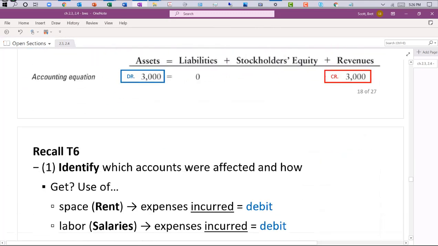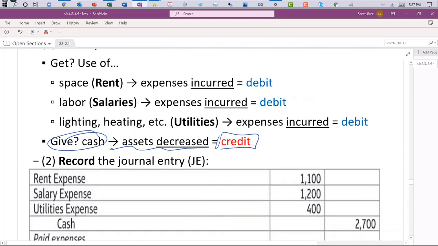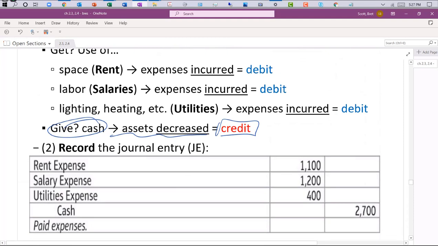This one was kind of tricky to some of you. When we paid cash for certain expenses, we know that cash decreases and therefore requires a credit. Even if you can only remember just that much, it's helpful because it gets you started with the journal entry that you need to record. Indent, credit cash for the full amount that we paid, $2,700. For every credit, we need a debit. In this case, we need 3 debits.